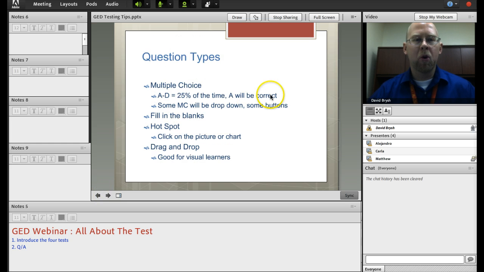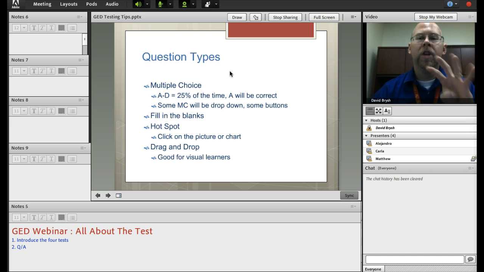Okay, so let's talk about question types then. There are basically 4 question types plus the essay things, right? So the multiple choice one will have answers A through D. So there'll be 4 answer choices, which means that each answer choice will be right 25% of the time over the course of the test. So it used to be people would just say pick C, right? But that's not true, because A will be right 25% of the time, B will be right 25% of the time.